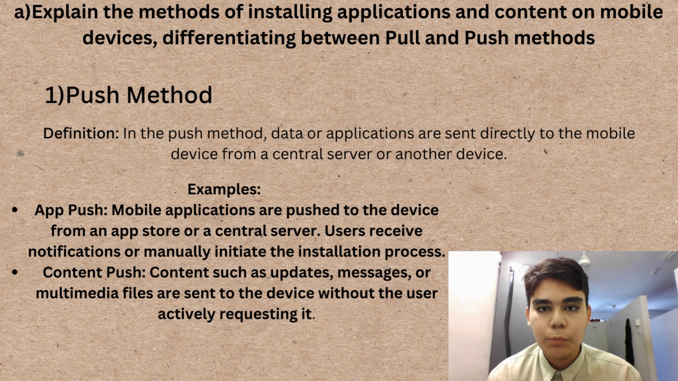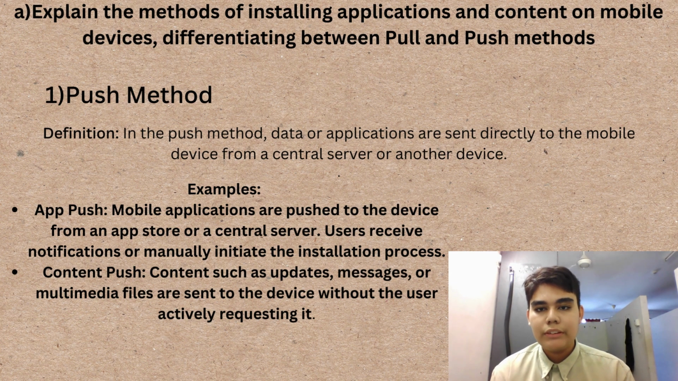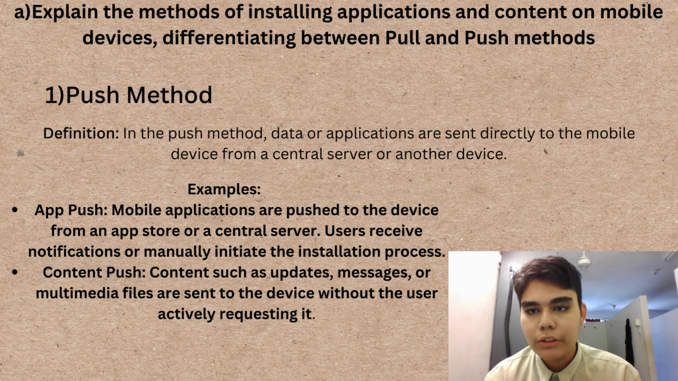Push provisioning. Definition: in push provisioning, data or applications are sent seamlessly to the mobile device from a central server or another device. Example, app push. Mobile applications are pushed to the device from an app store or a central server. Usually this involves a push notification or minimal manual input during the installation process. Second, content push. Content such as updates, messages, or multimedia files are sent to the device without the user actively requesting it.